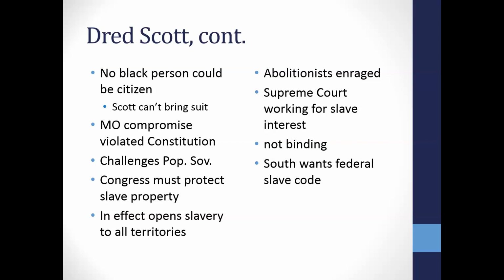But instead, he goes on to say that the Missouri Compromise, which had been off the books since 1854, violated the Constitution. He claims that popular sovereignty, this idea that was put forth by the Kansas-Nebraska Act, also probably violated the Constitution, in that Congress has to protect slave property. They have to protect the right of an individual to take all of their property, even if that is property in human flesh, into any state or territory under the federal government, because the Fifth Amendment of the Constitution prohibits the government from depriving a citizen of their property. So in effect, this decision would have opened all those territories to slavery.